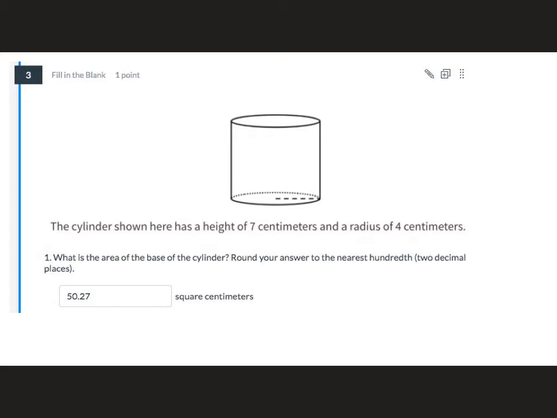All right, here is number 3. The cylinder has a height of 7 and a radius of 4. It says, what is the area of the base of the cylinder? So remember that the base of the cylinder is a circle. How do we find the area of a circle? Area of a circle is pi times radius squared. Okay, so let's put in the information. We're going to say 3.14 times our radius, which is 4, squared.